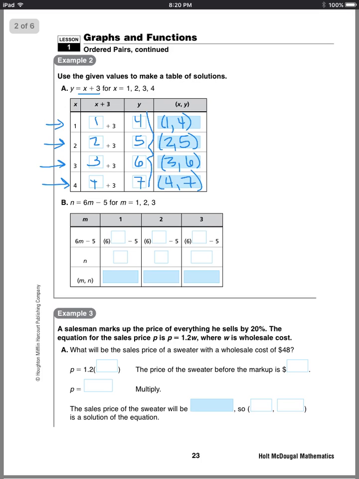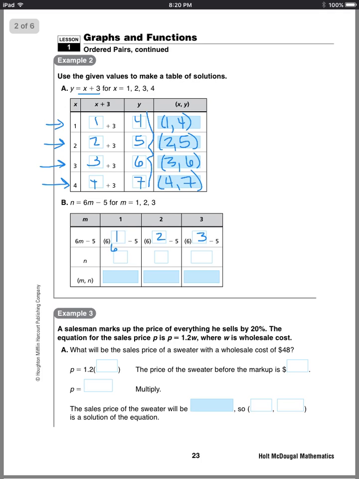Next one says n equals 6m minus 5 for m equals 1, 2, and 3, sorry. So they have this one set up vertically instead of horizontally. So m equals 1, m can equal 2, and m can equal 3. I just got those 1, 2, and 3 from up above, and the m follows the 6, so I knew that's where to put in my value.